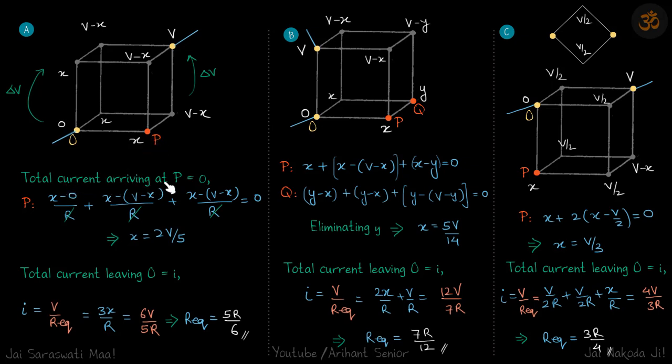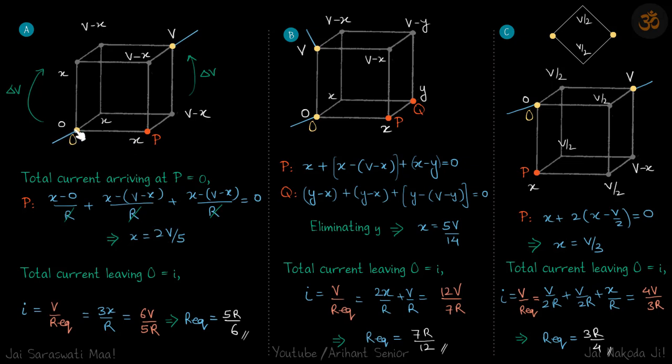So total current arriving at P is equal to 0, which is (X minus 0) by R plus (X minus (V minus X)) by R plus (X minus (V minus X)) by R is equal to 0, which gives X is equal to 2V by 5.